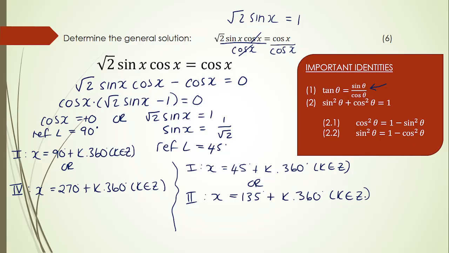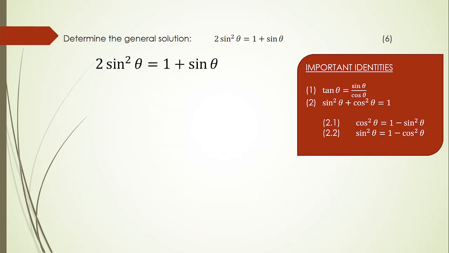Great, let's look at the next one. Determine the general solution of this. Well, what I'm seeing is a square right there. So I'm just going to move everything over to the one side, because what I am picking up is a quadratic.